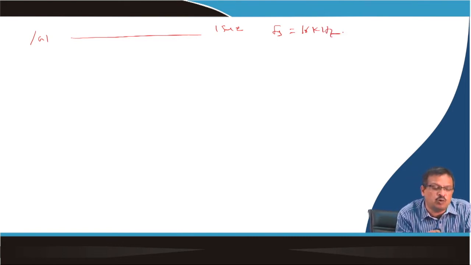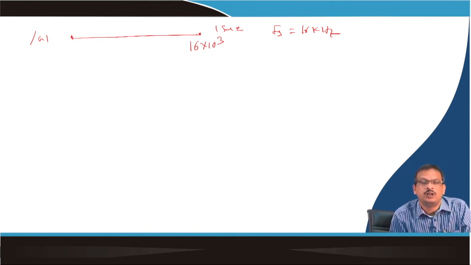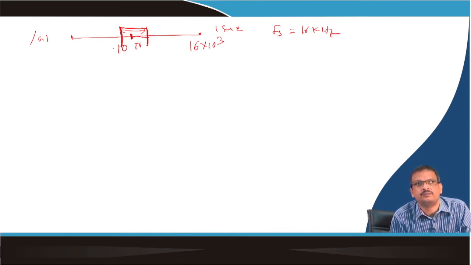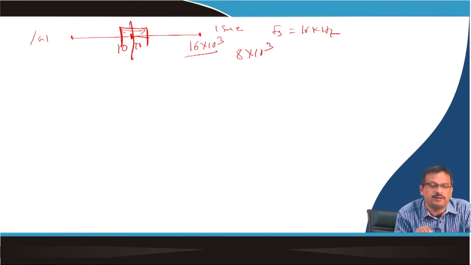So how many samples in 1 second will be there? 16 into 10 to the power 3 samples will be there. Let's say take a 20 millisecond window at the middle, 20 millisecond signal from the middle. So you mark the middle, 10 millisecond this side, 10 millisecond this side. So what are the sample indices? Here 16 into 10 to the power 3 samples are there. So half of that means 8 into 10 to the power 3. So I go to that sample.